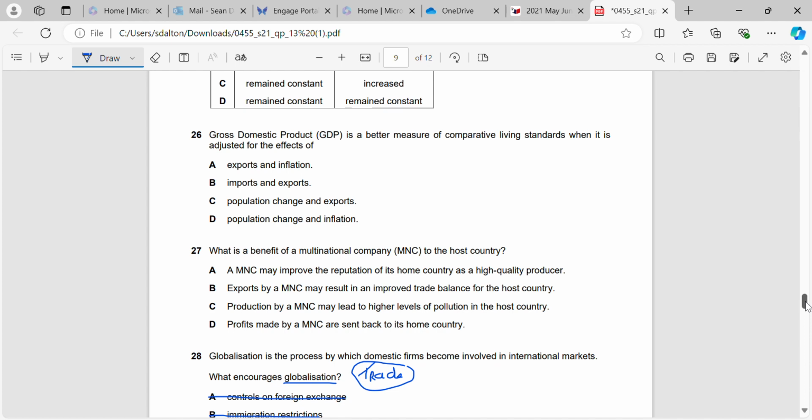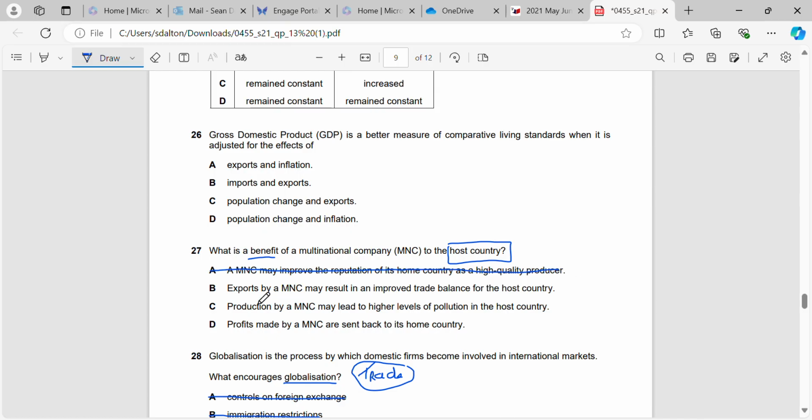Okay, 27. What is a benefit of a multinational company to the host country? A benefit, an MNC may improve the reputation of its home country as a high quality producer. That may be true, but it's not a benefit to the host country, that's a benefit to the home country.